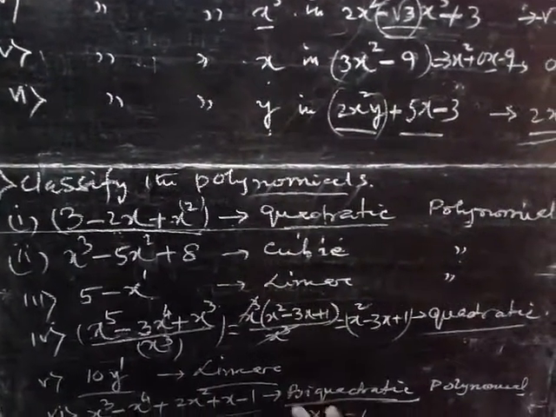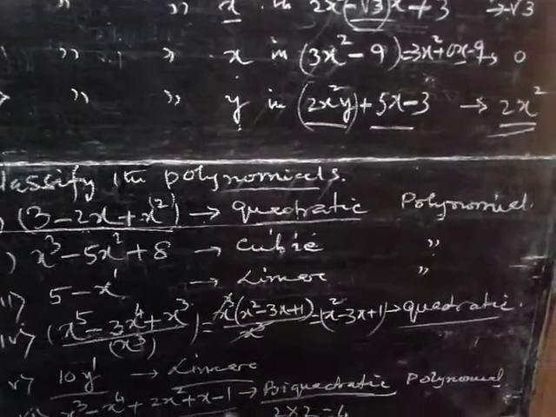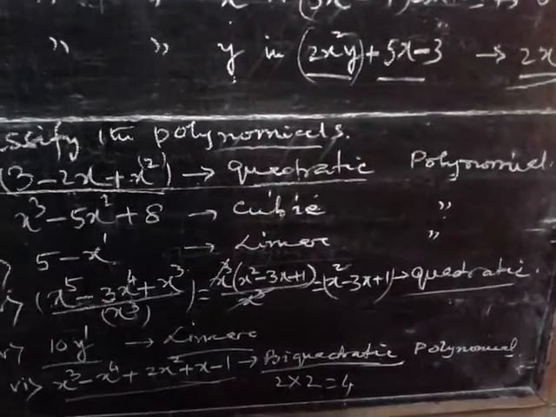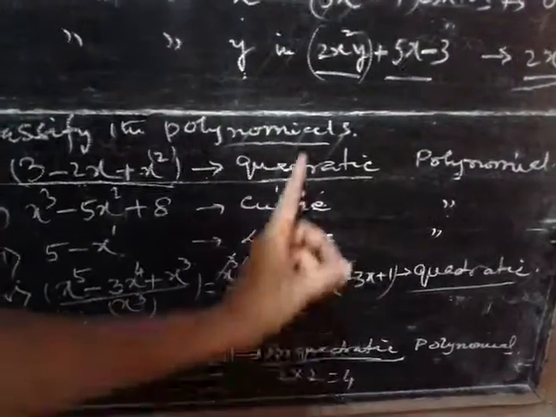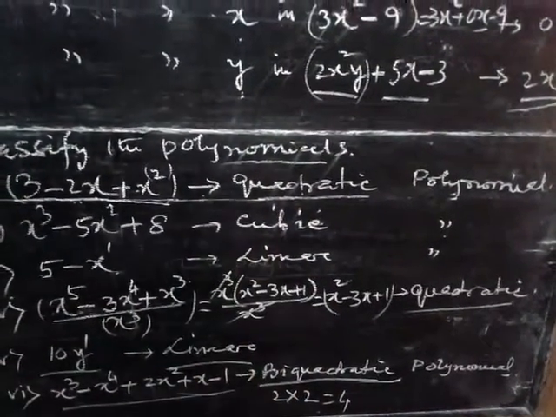4 is biquadratic. So any power of the variable, whether it is 1, 2, 3, 4, you can also classify accordingly with its name.